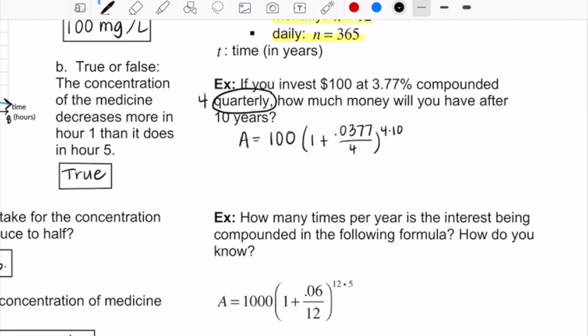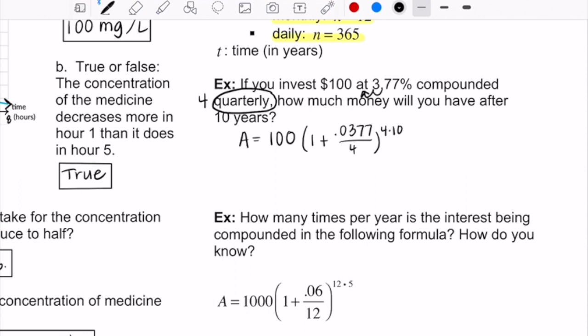The 100 goes in first because that's your principal. The interest rate, the decimal place, moves 2 places to the left, and then that turns into 0.0377 for your interest rate. The 4 goes in the denominator because that's your n, that's your quarterly compounding. It happens 4 times per year. And then up in the exponent, you put the 4 for the n, and then times t, it says 10 years in the question.